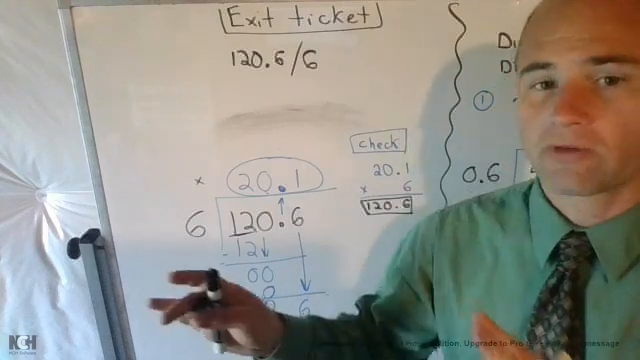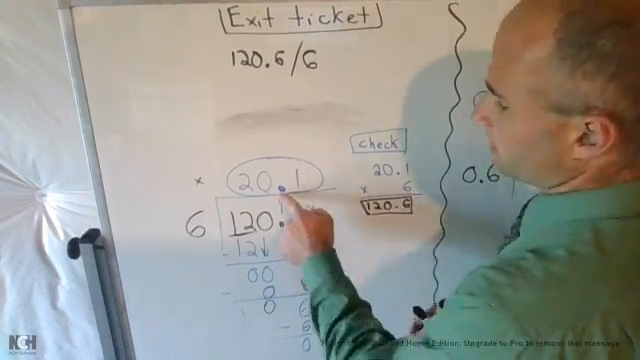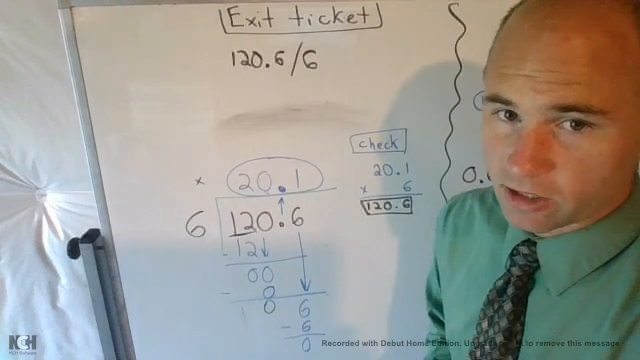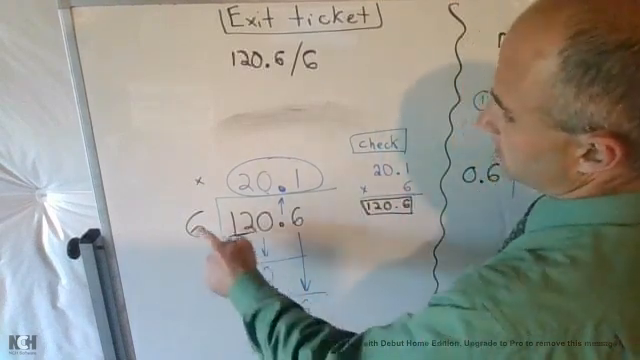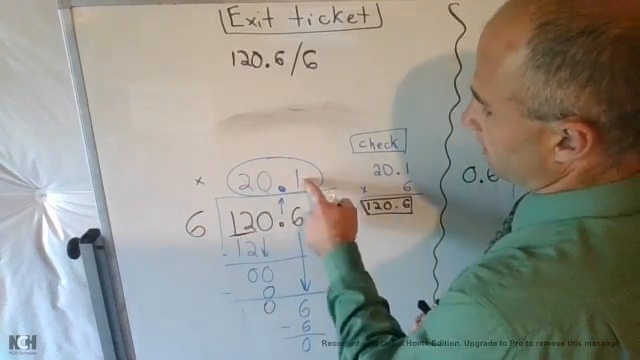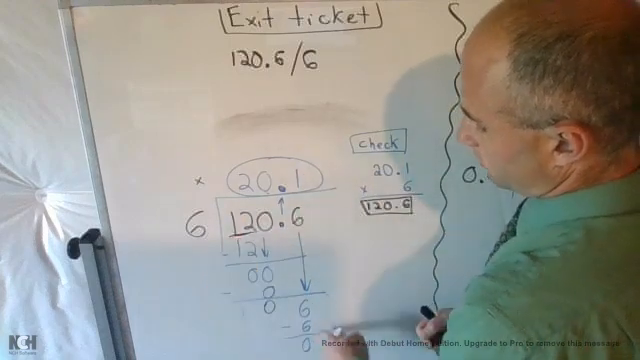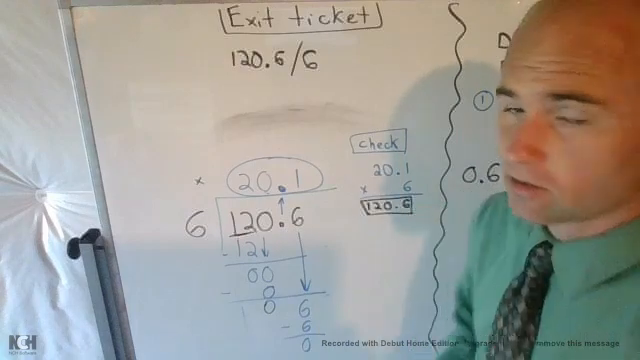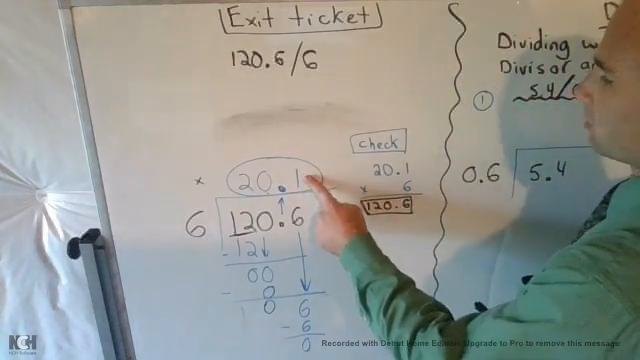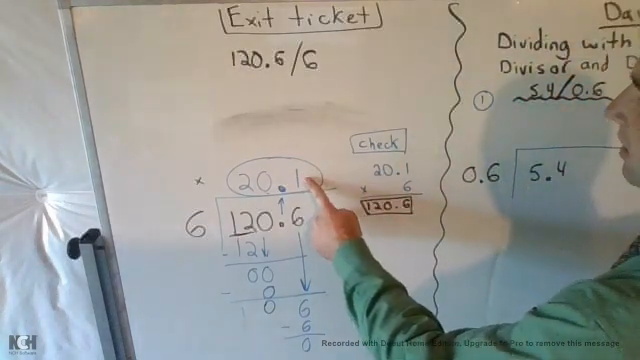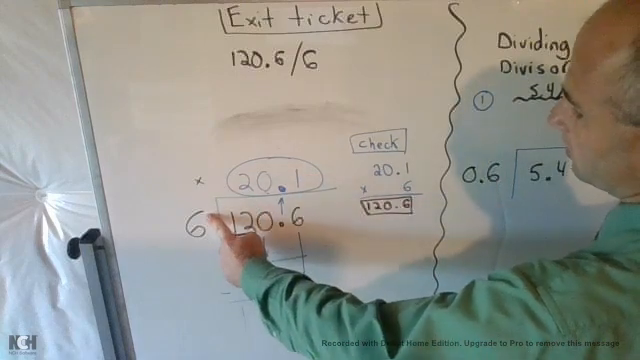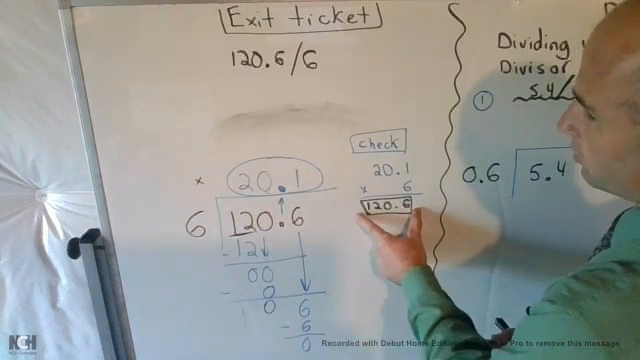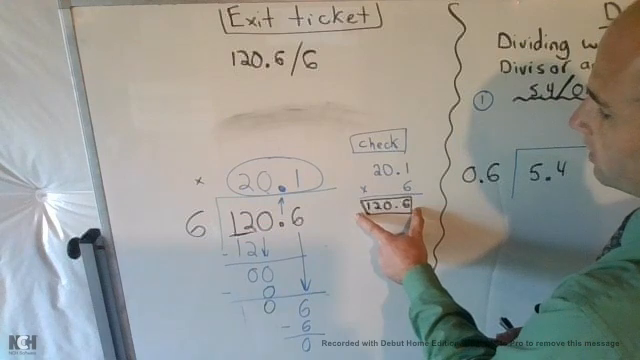Now, before you even started, you should have definitely brought up your decimal. If you didn't, this is a good time to do it. 6 goes into 6 one time. 1 times that 6 gives you 6. You subtract to get 0. You check your answer by taking 20 and 1/10, timesing it by your divisor of 6, and you'll see that you get your dividend of 120 and 6/10.